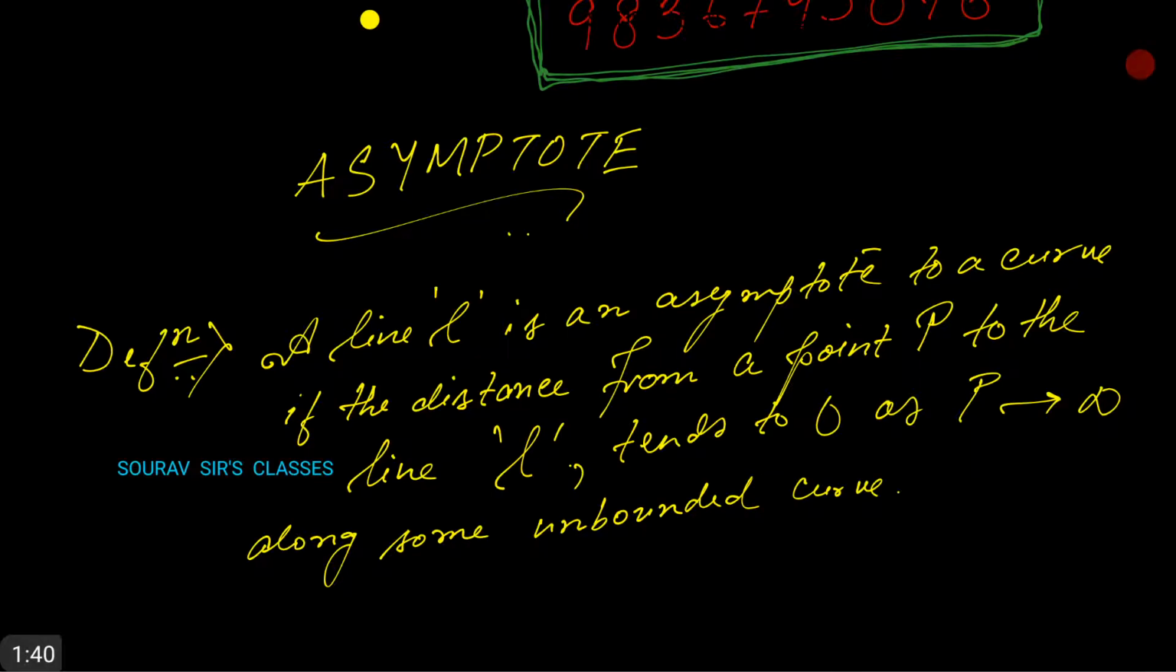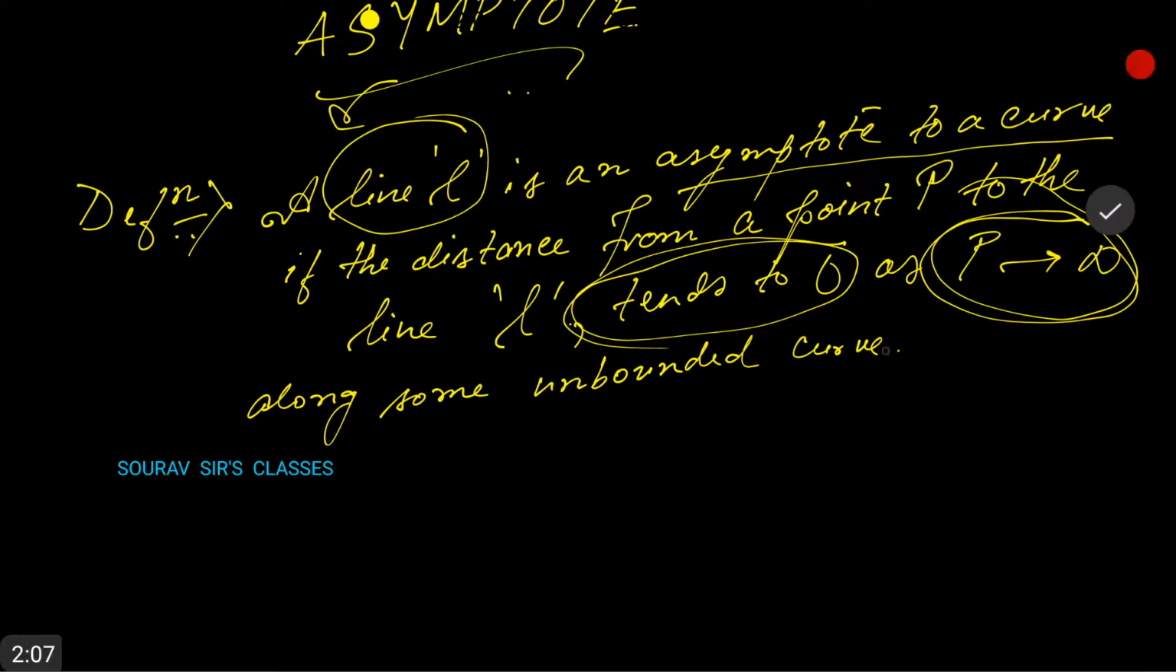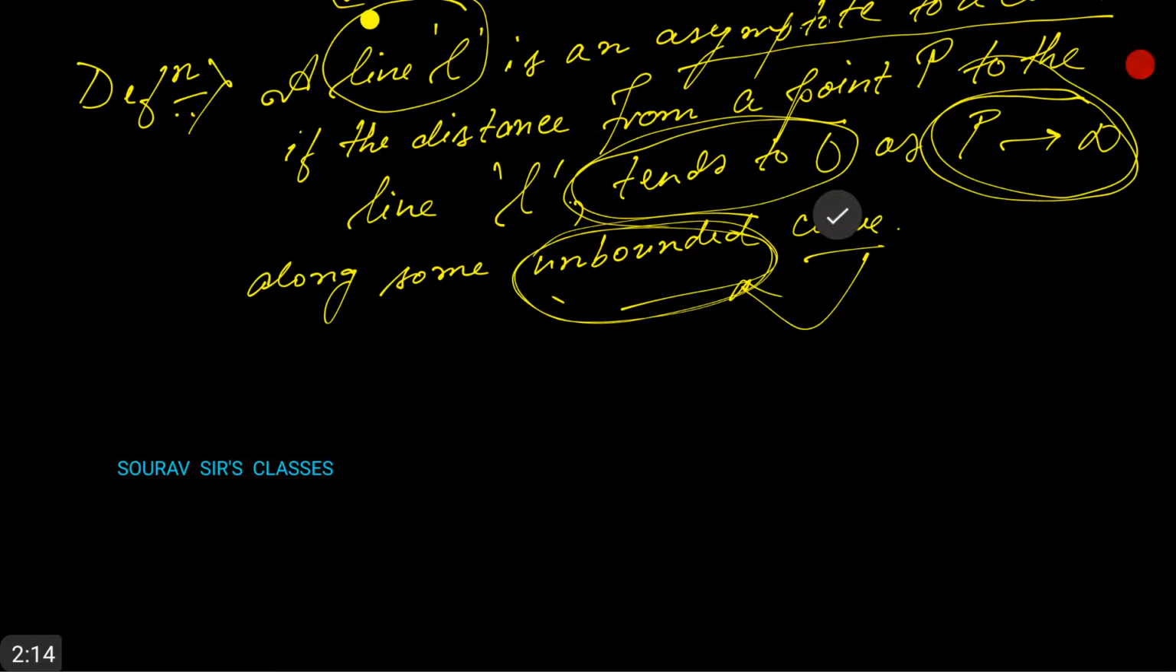Now we should note the important parts. We note that first the asymptote is a line, and an asymptote is always to a curve, and the distance from the point P to the line L tends to 0 as P tends to infinity. And we note that this curve should be unbounded. Otherwise, there is no asymptote.